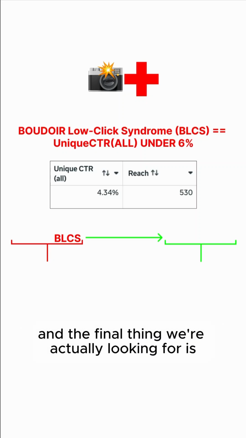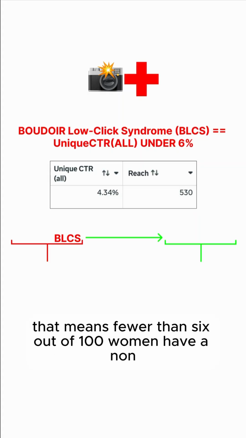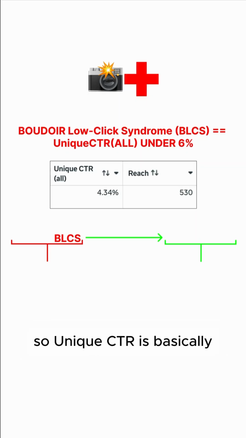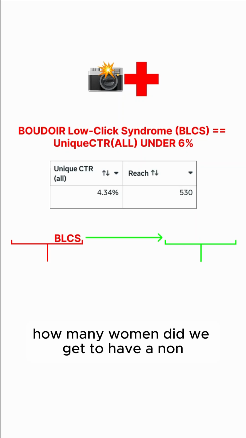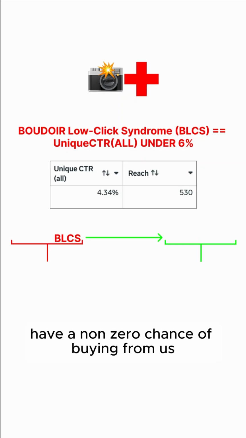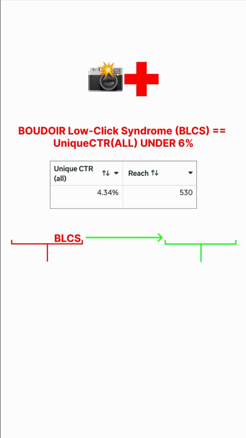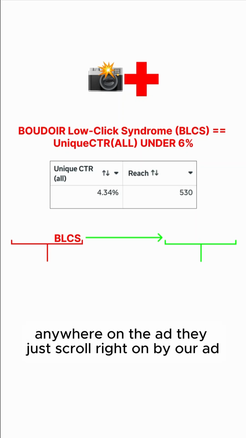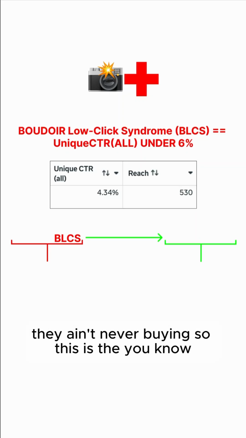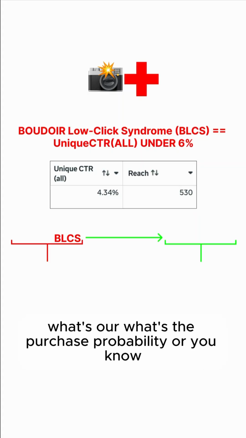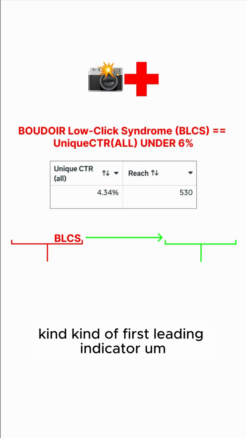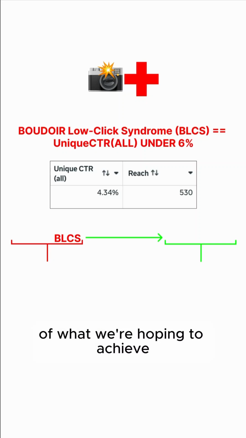And the final thing we're actually looking for is that fewer than 6 out of 100 women have a non-zero chance of buying from us. So unique CTR all is basically how many women out of 100 did we get to have a non-zero chance of buying from us. That's literally what it is. Because everyone else that doesn't click anywhere on the ad just scrolls right on by. Our ad did not enter their brain. They ain't never buying. So this is the purchase probability, or first leading indicator, of what we're hoping to achieve.